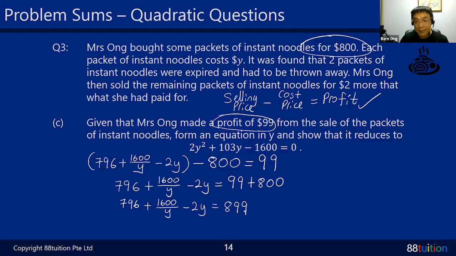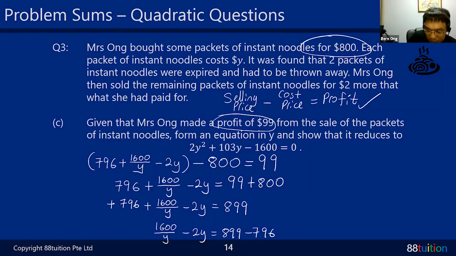The 796 is a number, right? Can I bring it across also? You can. Okay, so let's do it. So 1600 over y minus 2y is equal to what? 899 minus 796. Down here is a plus. You bring it across, it will give you a minus.